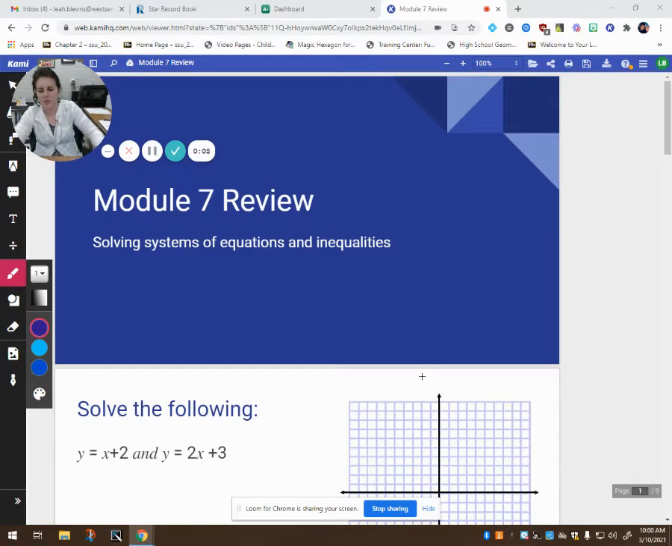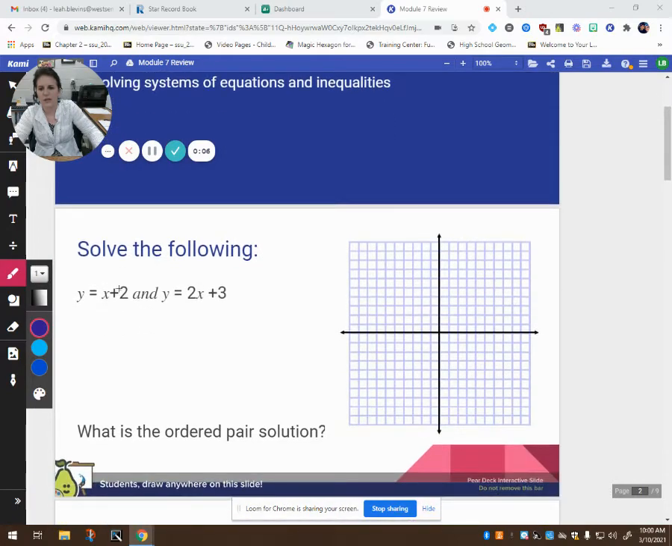Okay, let's jump into our review on solving systems of equations and inequalities. We're going to start by graphing the following and looking for the ordered pair solution. So I want you to recall that we start by graphing the 2 on the y-axis because that is my y-intercept. It's where the line crosses the y-axis. And then the number in front of the x term is my slope. So here it's understood to be 1 over 1.